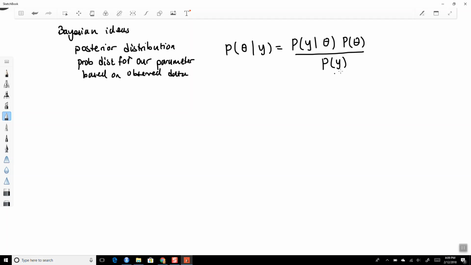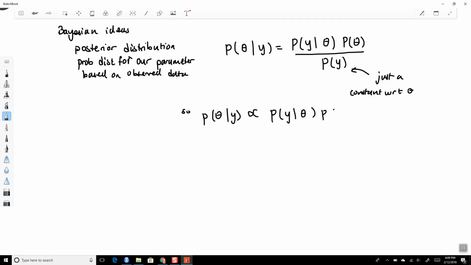And then we said this thing is complex. This is just a constant with respect to theta. So this reduces to the probability of theta given y is proportional to probability of y given theta times the probability of theta.